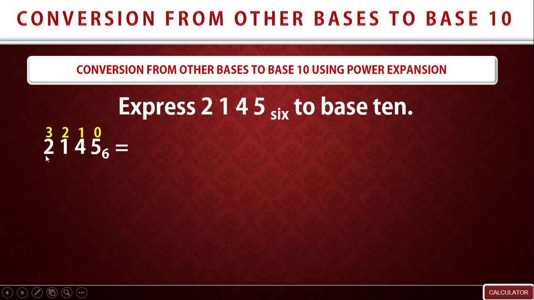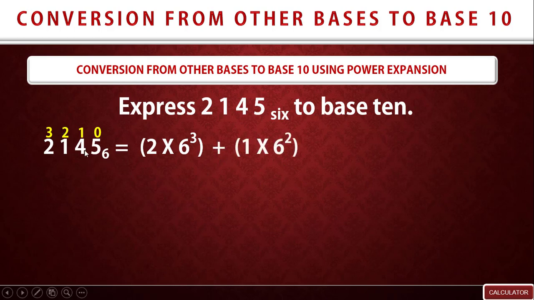The next thing to do now is for us to expand these numbers. And to expand it, we take the first digit, we multiply it by the base, and then we raise it to the power that is on top of that digit. That's 2 times 6 raised to the power 3. So we have something like this. Then the next one will be the next digit. That is 1 multiplied by 6 raised to the power 2. You get that? So you have to put plus there.